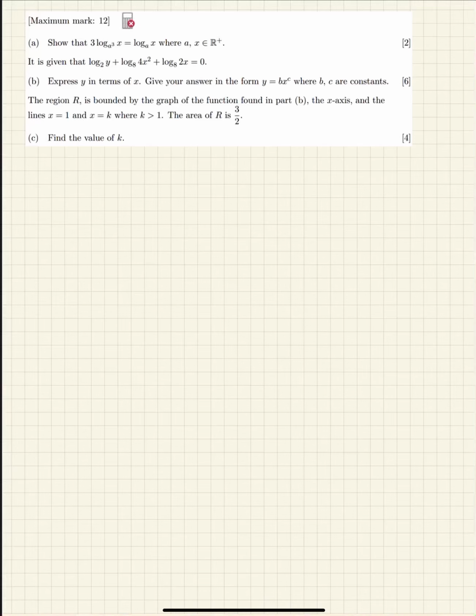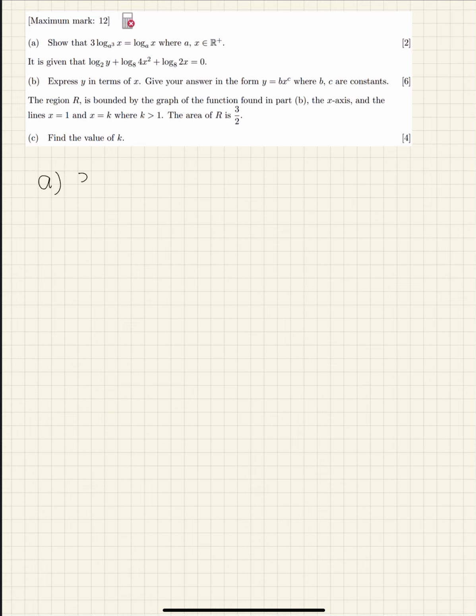This is a logs question. Starting with a, we want to show that 3 log base a cubed of x equals log base a of x. Very well. The best way I can imagine to do this is with a change of base rule.